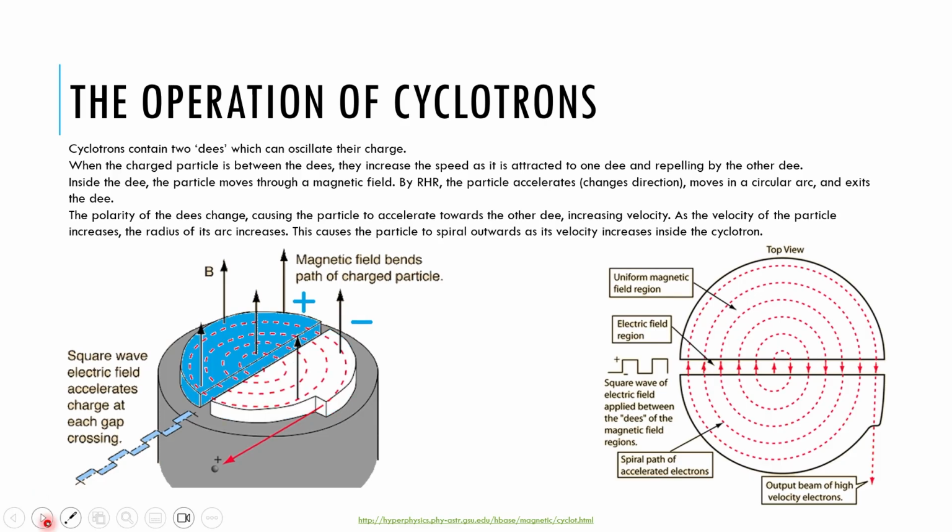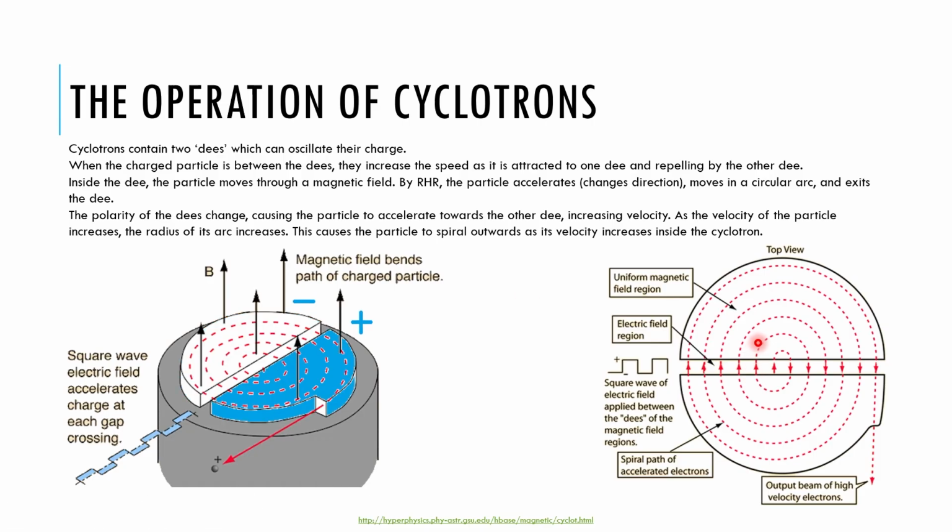At this stage, the Ds flip polarity, and the particle is repelled from the D it just exited and attracted towards the D which it is now moving towards. This increases the velocity of the particle, and again, as it moves through the magnetic field, it will start to move in a circular path back towards the opposing D. And again, the charge of the two Ds flip.